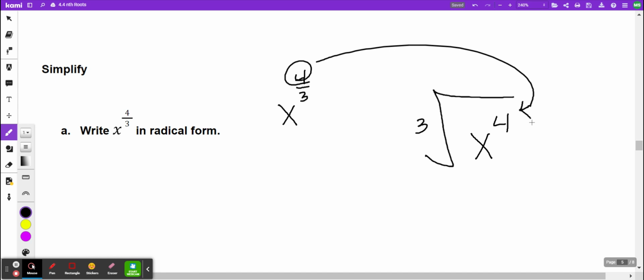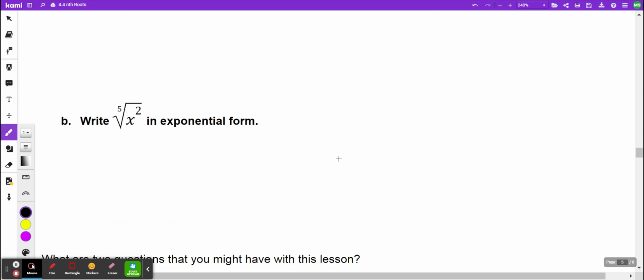That's it. That's literally it, guys. Let's go on to the next one. So I know I'm going to put this in exponential form. So I'm going to take this number and put it on top. So I now have x. And so now it's like, all right, what's on the bottom? 5. So this is going to be x to the 2/5 power. That's it. That's exponential form.